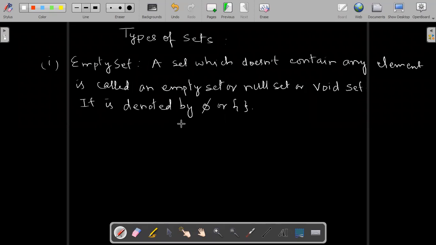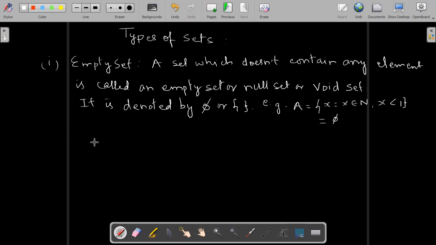For example, natural numbers less than one. There is no natural number less than one. We write, as an example, suppose A is the set of all x such that x belongs to natural numbers and x is less than 1. So there is no natural number less than 1, so it is an empty set. These are the examples.